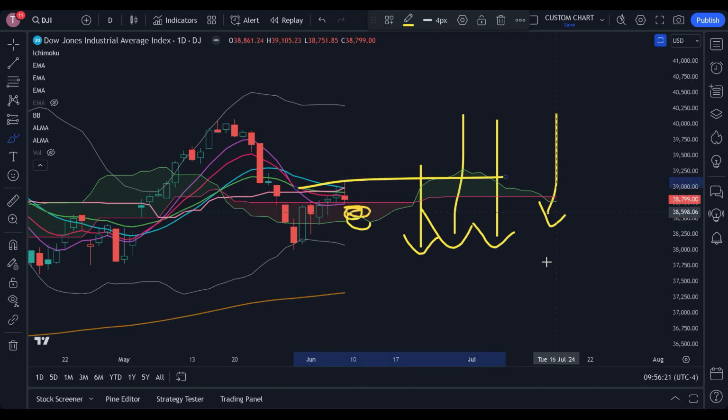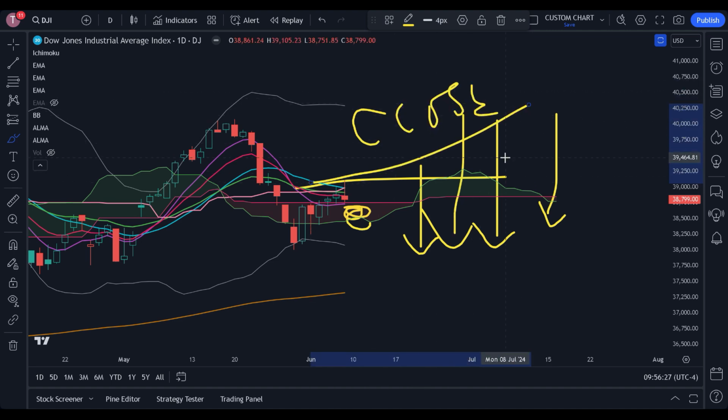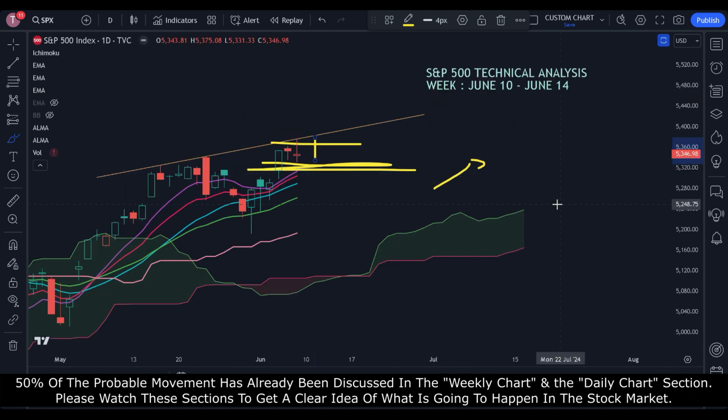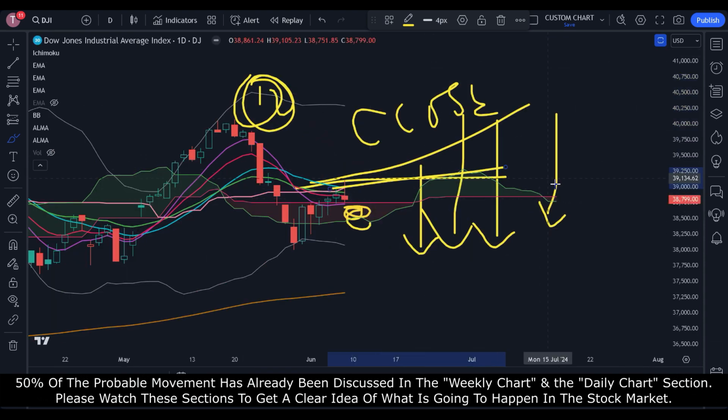Once the Dow Jones clears these moving averages, clears means closing. I'm talking about the closing. Closing is important in the stock market. Once there comes a closing, first closing, second closing, these closings will actually help the S&P 500 to move up, because in that case the S&P 500 will be free. It will be able to move above the trend line, because the Dow Jones will be trading above these moving averages. Although there is no clear confirmation yet whether there will be a change in the moving averages or not.